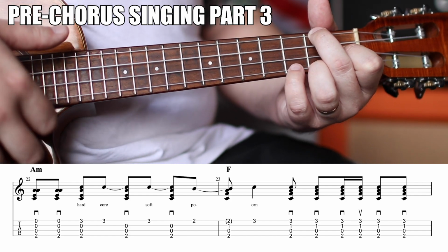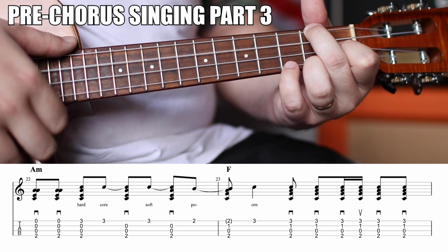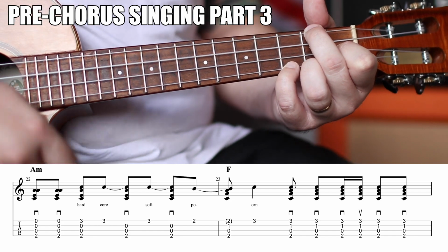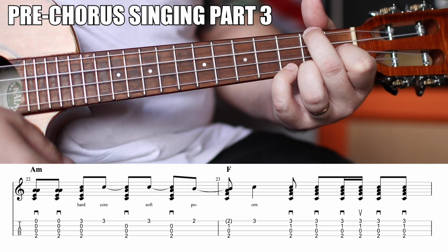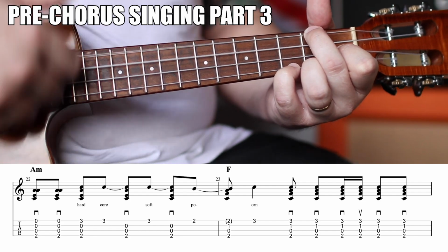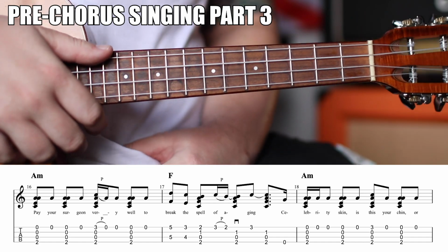But then on the and again, pinky 3rd fret. So it's like 1, 1, and 2, and 3, and a 4, and. This time for the strumming though, you keep the pinky down. That's the end of the pre-chorus.